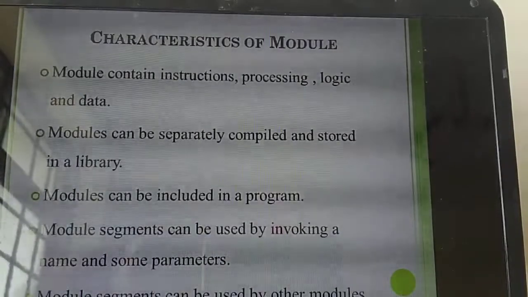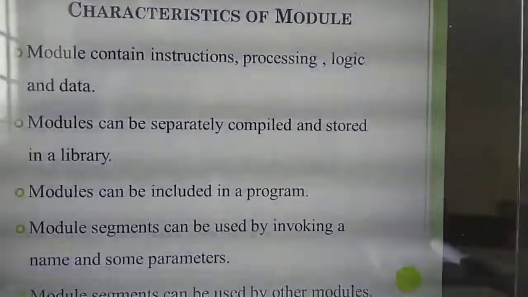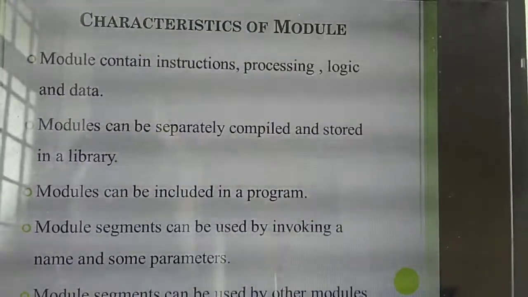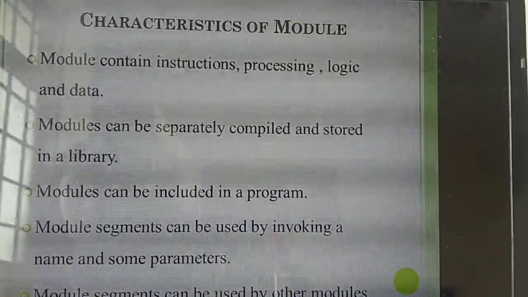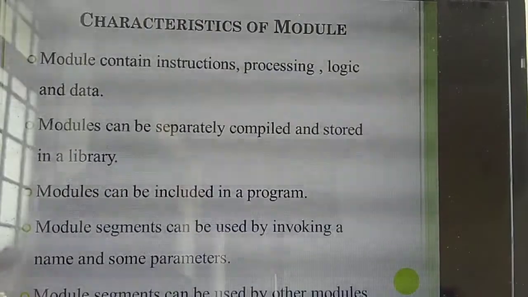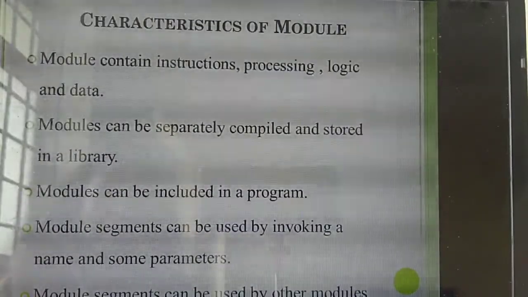Okay. So what's the next point? One module segment can be used by another module. Understand? So 5 characteristics you have studied. What are they? What is the first point? Modules contain instructions, processing logic and data.